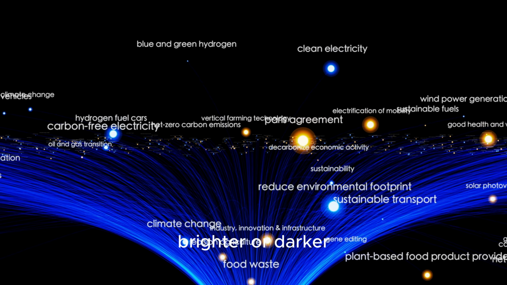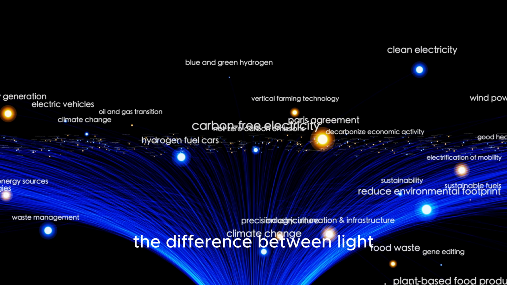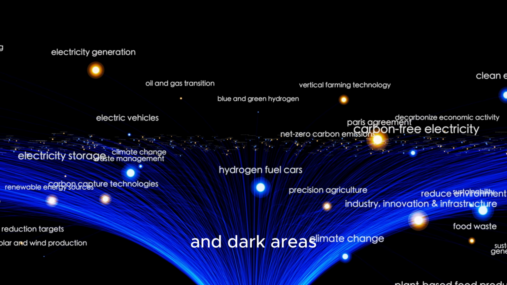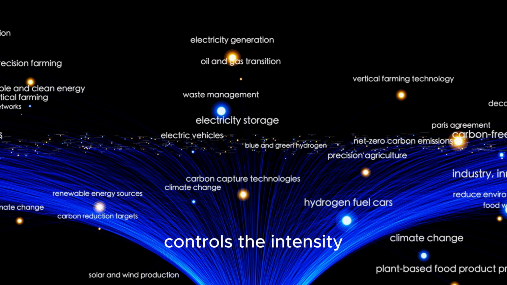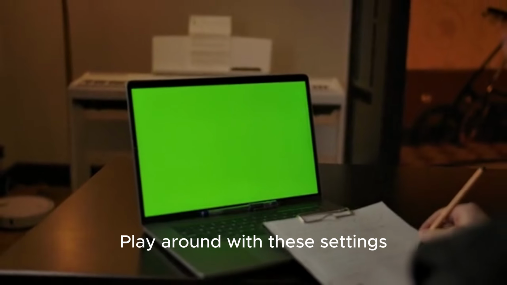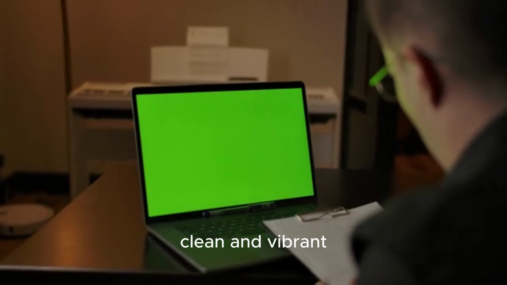Brightness makes your video brighter or darker. Contrast affects the difference between light and dark areas. And saturation controls the intensity of the colors. Play around with these settings until your video looks clean and vibrant. This final touch is what gives your content that professional, polished look.